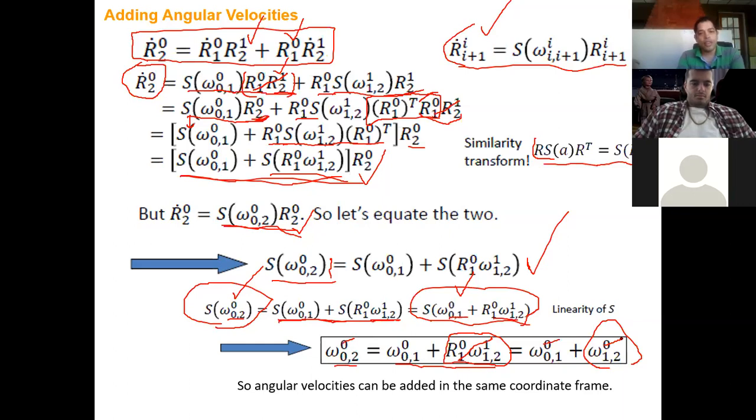That's cool. Okay, so if you write omega 0, 2, then you have to write omega 0, 1, then 1, 2. It's like, again, the chain rule. See that? 0, 1, then 1, 2, which is 0, 2. This is how we add the angular velocities. Does it make sense so far? Yes.